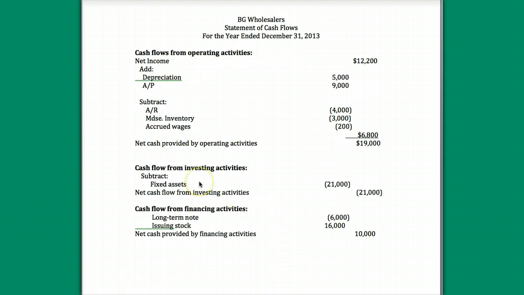Okay, so we have our fixed assets section here, or our fixed asset item, which was equipment. We could have called it equipment if we wanted to. I just termed it fixed assets. And so the fact is that we used cash to buy it. We've talked about that. So there's your $21,000 negative. And that's the only thing that's in here. So the net cash flow from investing activities is a use of cash of $21,000.